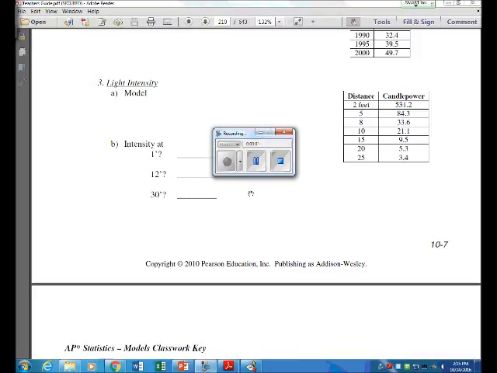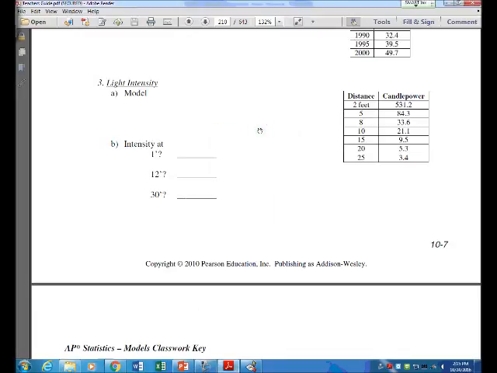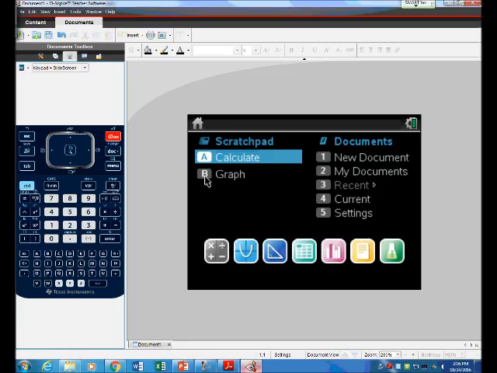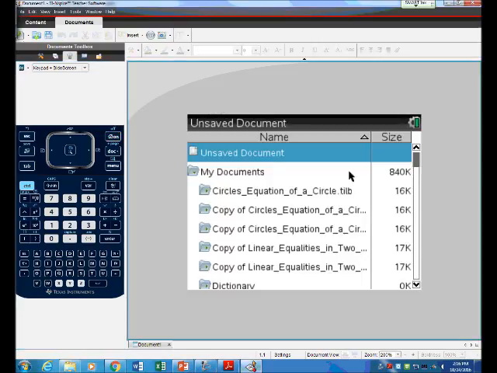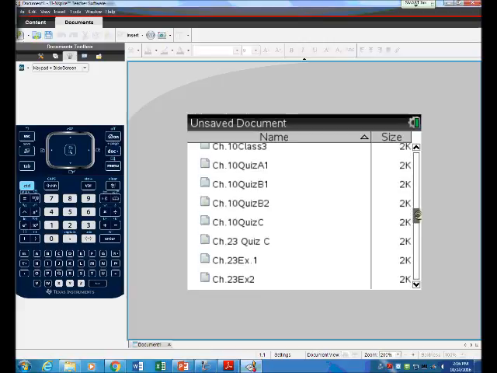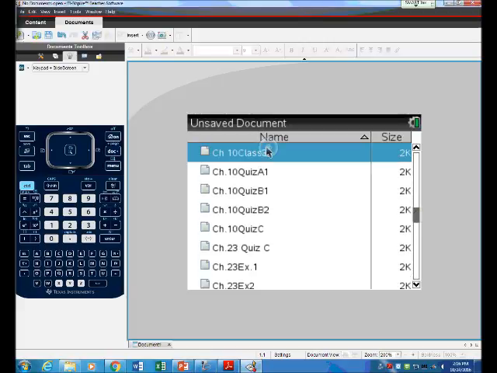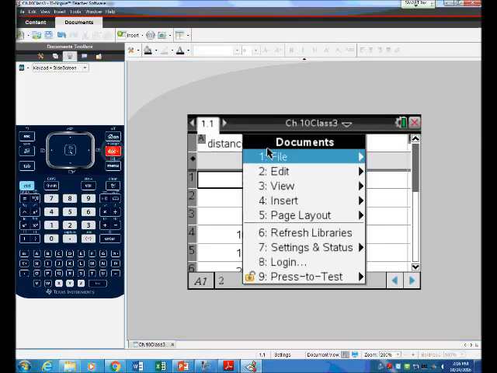For the last one, we're going to be looking at example 3, which has this data about light intensity, so the distance you are from the light, and the candle power associated with that. So I'm going to go ahead and open that one up, example 3, in a new Lists & Spreadsheet page, like you guys have been doing.